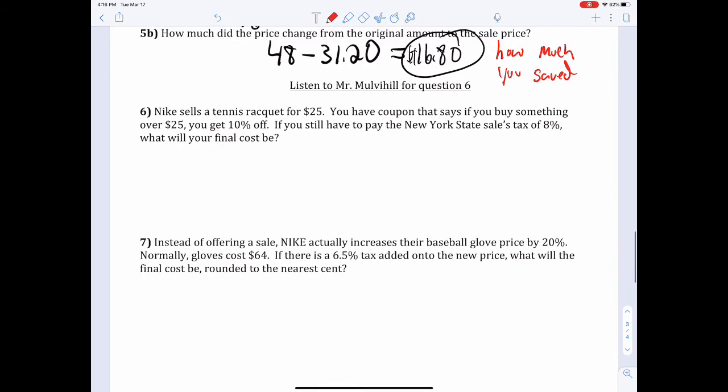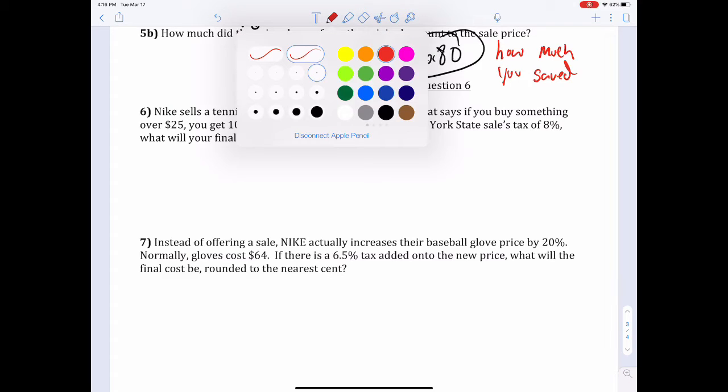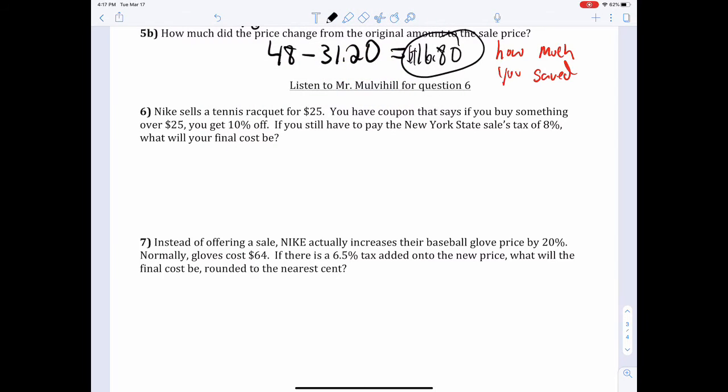Alright, so you hopefully paused right here. We're doing question 6 now together. Let's look at this. We're just going to do 2 steps at once. Basically 2 questions in one with this. Let's give it a shot.